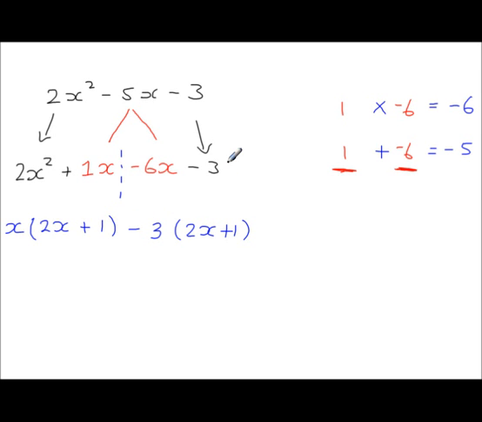So we're almost there. So in both of these parts here, there's a 2x plus 1 here, and there's a 2x plus 1 here. So if I factorize by taking 2x plus 1 out, what's left over is the x here and the minus 3. And these two go in here. There you go, fully factorized.